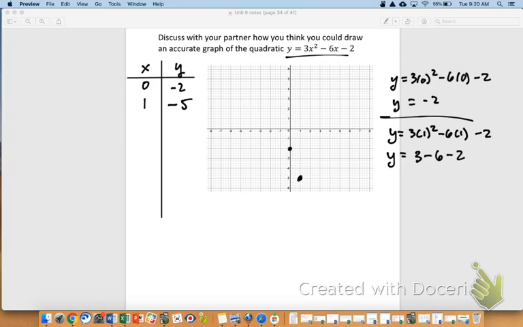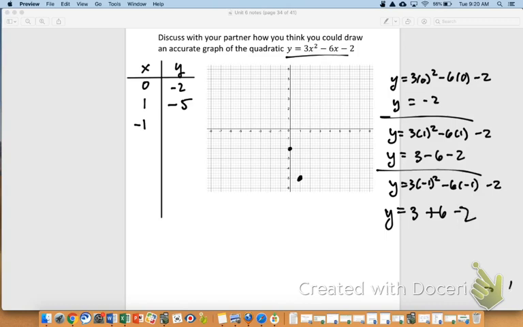At this point, it looks very much like a line, doesn't it? Yes. Let's try negative 1. I like it. So I try negative 1. I get y equals all this stuff. So y, again following order of operations, I'd get 3 plus 6 minus 2. What's that? 7. That would be 7.